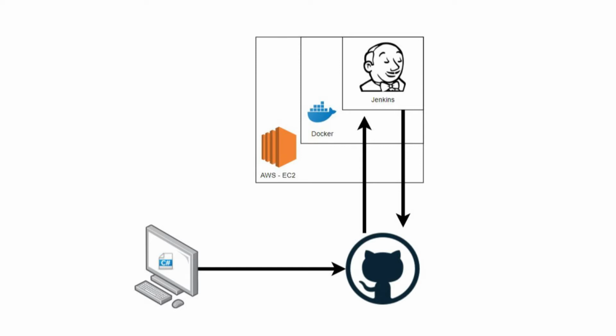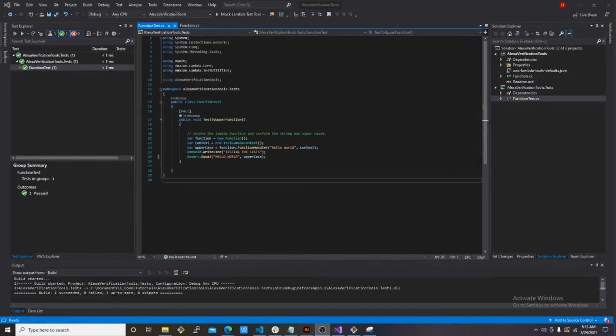So the objectives are to integrate Jenkins with GitHub, to build an EC2 instance with Jenkins, and to configure Jenkins so that it can be used with GitHub webhooks. Let's get started. The prerequisites for this are having an AWS developer account, a GitHub account, Visual Studio, AWS Toolkit for Visual Studio, and Git Bash.